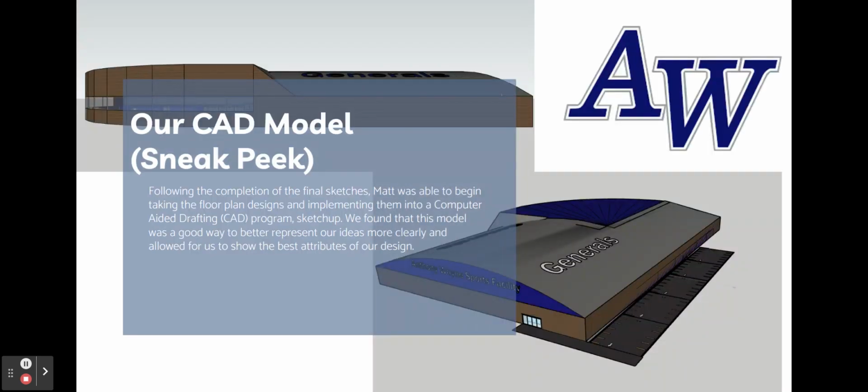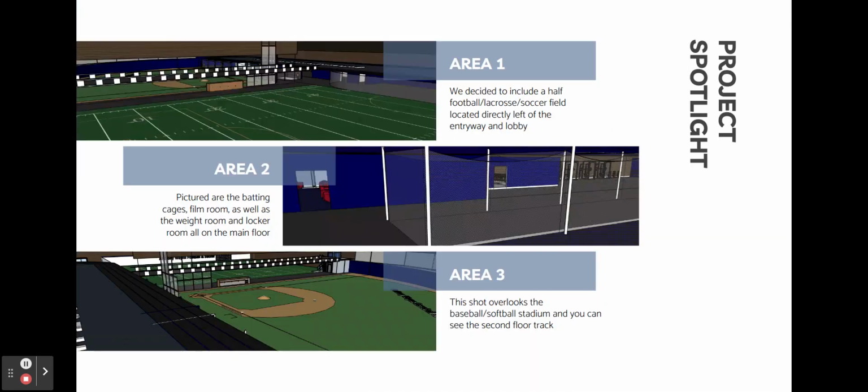Then we decided to take this into SketchUp and actually make a model. So we were able to bring those attributes out in our design here, and we wanted to focus on 3 main areas that we were able to design. We decided to show our football area here. If you can see off to the right, you can see the lobby area, and we decided to use plexiglass so that you could watch from the lobby. So the building's sort of connected everywhere.